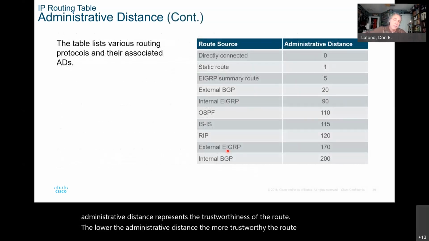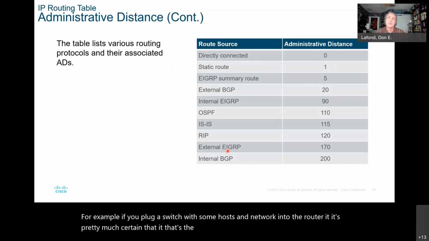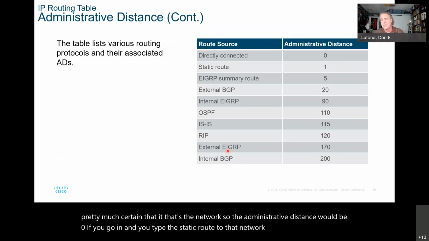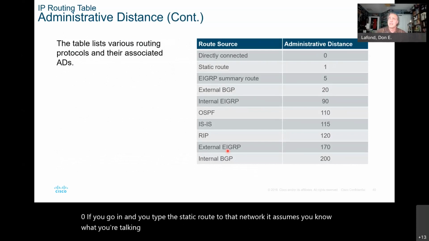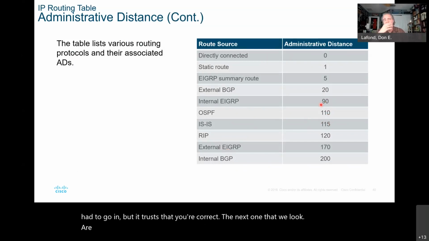For example, if you plug a switch with some hosts and network into the router, it's pretty much certain that that's the network, so the administrative distance would be 0. If you go in and type a static route to that network, well, it assumes you know what you're talking about. It's not a 0 because it can't tell by just looking. You had to go in, but it trusts that you're correct. The next one is EIGRP, which is a 90, and OSPF, which is a 110.